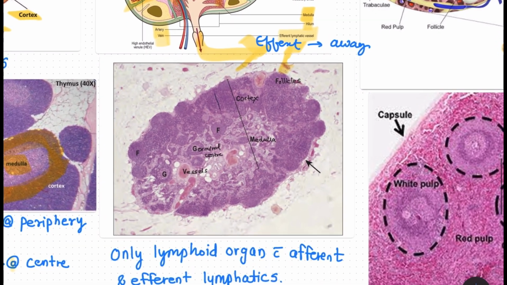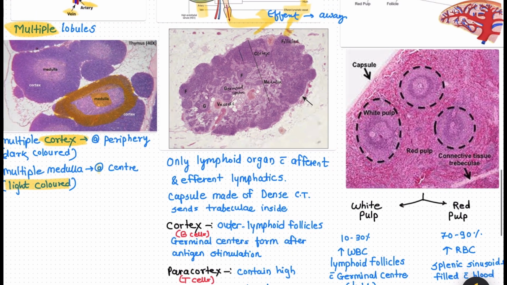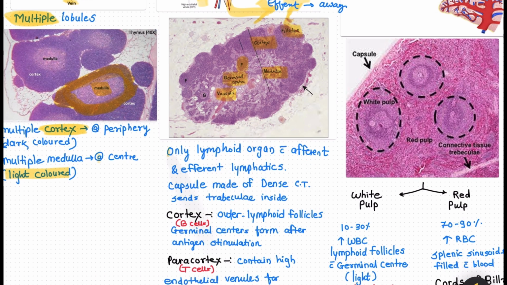So let's see the histopath diagram. Look at this. This is a lymph node. It shows cortex, then medulla inside the cortex. It also contains some vessels, then follicles. These are follicles. Also germinal center. So lymph node is the only organ with afferent and efferent lymphatics. Its capsule is made up of dense connective tissue and it sends trabeculae inside.